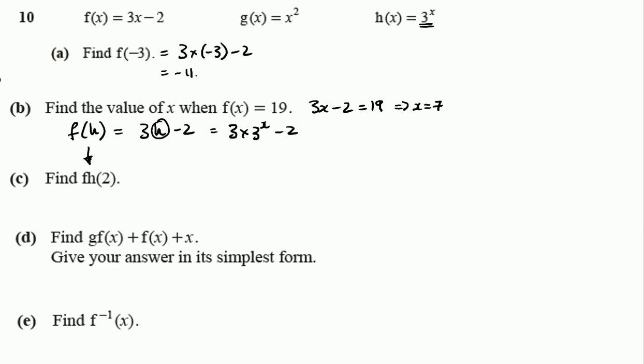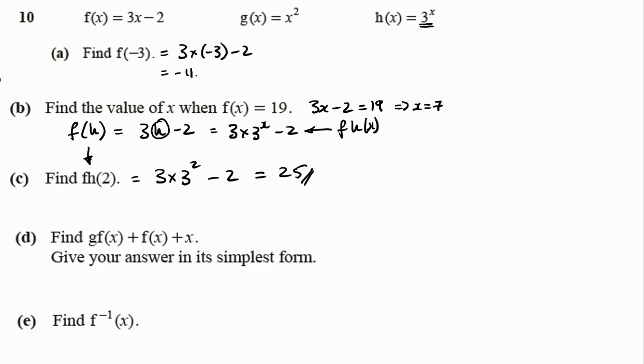This is not the same thing as 9 to the power of x. So leave it as 3 times 3 to the x minus 2. So I want to know what fh of 2 is. This thing over here is fh of x. So fh of 2 is 3 times 3 to the power of 2 minus 2. That is 27 minus 2, which is 25.